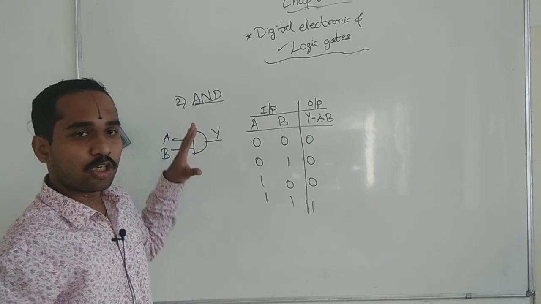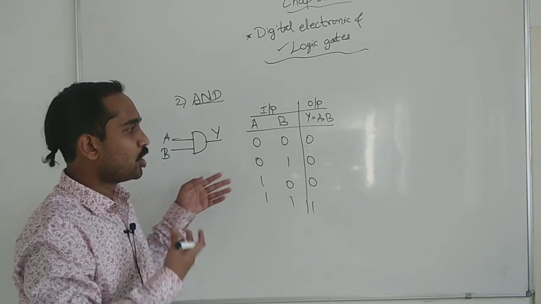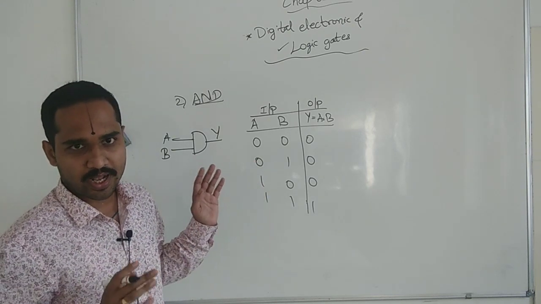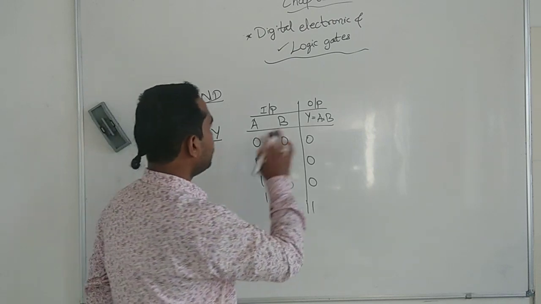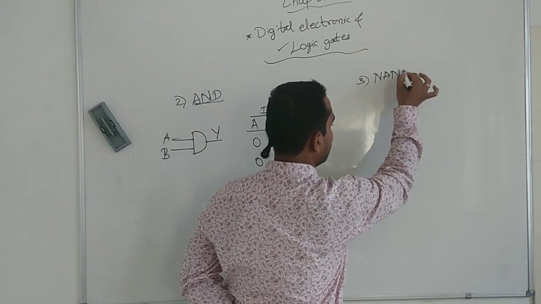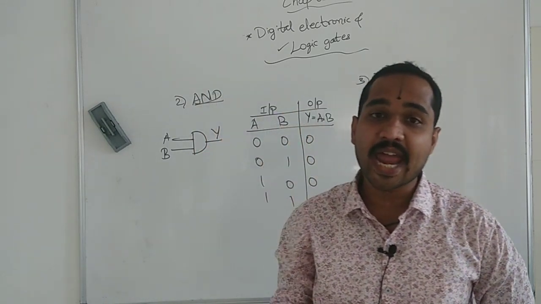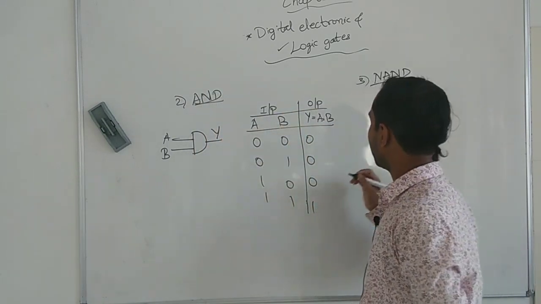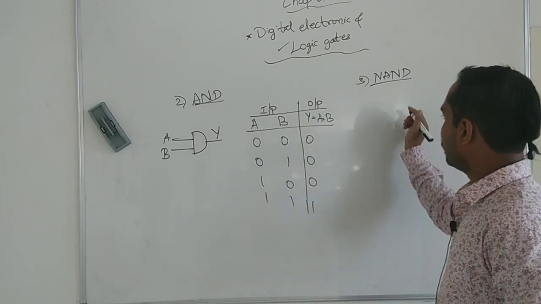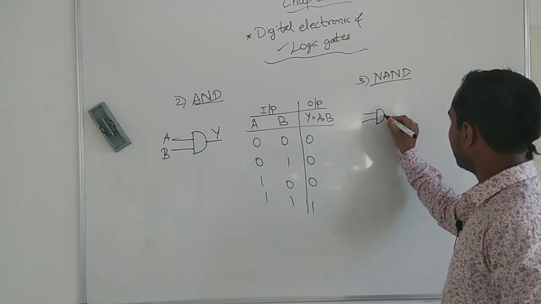Normally the question will be like, draw the symbol of the AND gate or draw the truth table of the AND gate. 1 mark, 2 marks, these can be asked. And the third gate is the reverse of this. You call it the NAND gate. The NAND gate will be completely the reverse of AND. See, the symbol will be something like this, and a bubble.